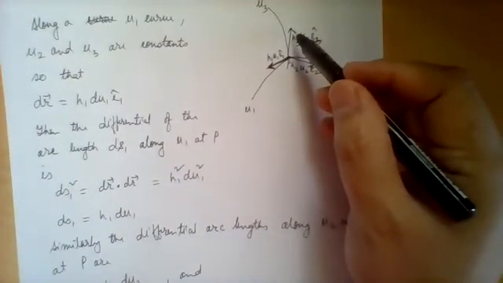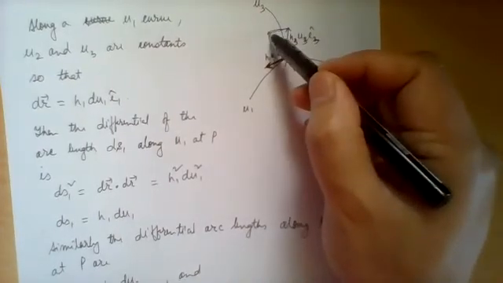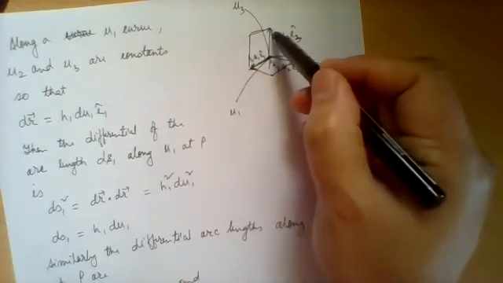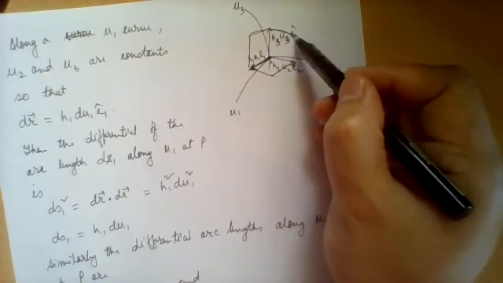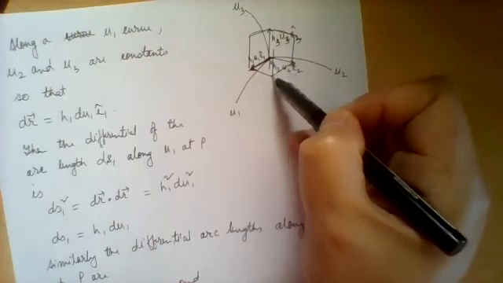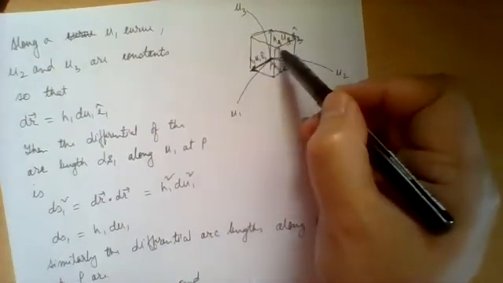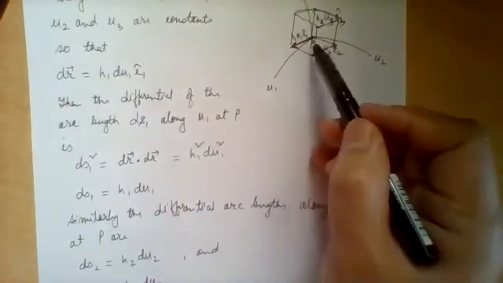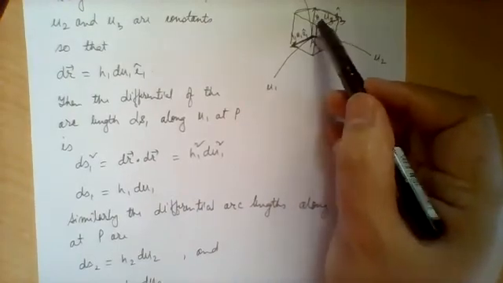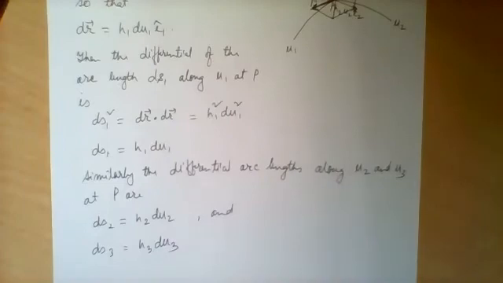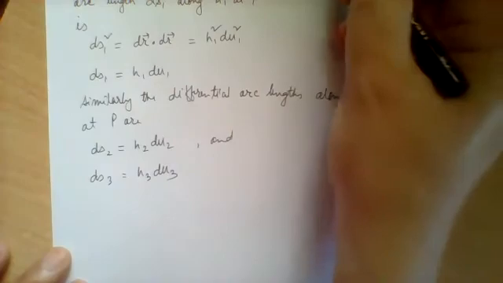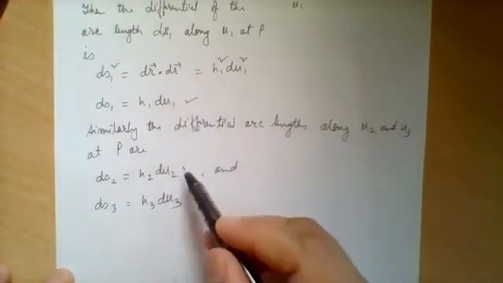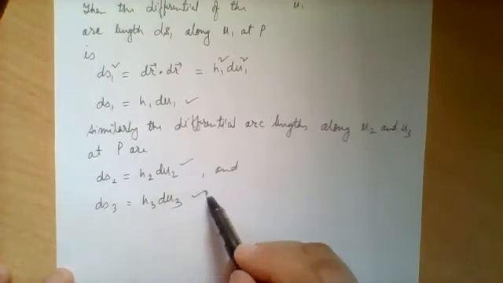Using these three, I can construct a volume element like this: h1 du1 along e1, h2 du2 along e2, and h3 du3 along e3.